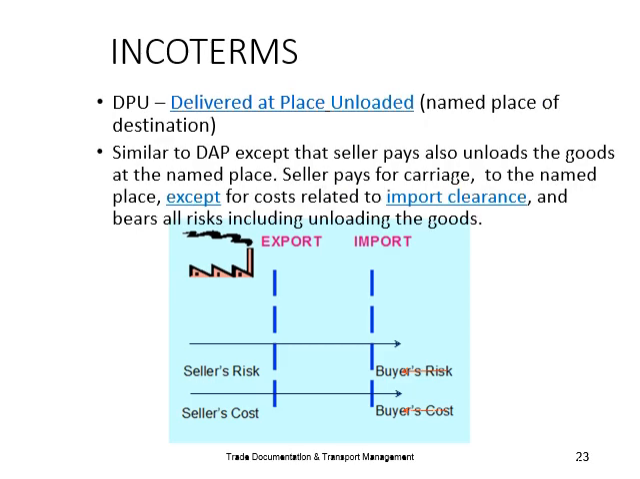DPU, delivered at place unloaded, named place of destination, is quite similar to DAP, except that the seller also needs to pay for unloading the goods at the named place. So the seller pays for the carriage until he has unloaded the goods. So if the named place is at the port or quay or terminal, then the buyer will be responsible to handle the import clearance and the delivery until the buyer's own warehouse. So the risks are transferred only after the goods have been unloaded at the terminal or wharf.